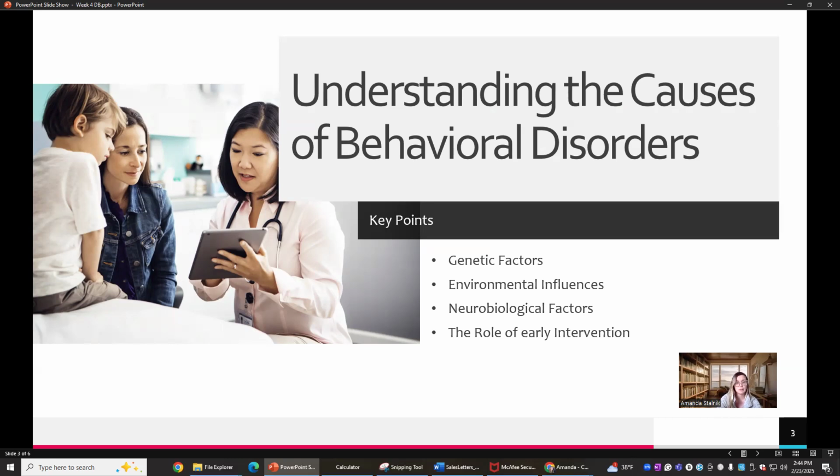Although genetic and environmental factors play a significant role, early intervention has been proven to be key to reducing the impact of these influences on a child's behavior. Even when a child has a genetic predisposition to a behavioral disorder, early intervention can make a significant difference. Behavior management strategies, therapy, and social skills training can help children develop coping mechanisms and learn how to manage their emotions and actions.